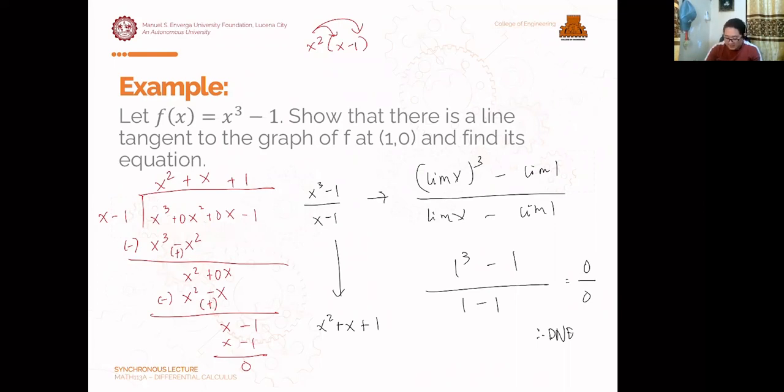Pag may 3 siya sa unahan, kailangan i-multiply mo dito sa x minus 1, may 3 ka kasama dito. May 3 ka dito, kasi kailangan mong eliminate dito yun, para pag nag-minus ka ng 3 dito, magiging 0 siya.